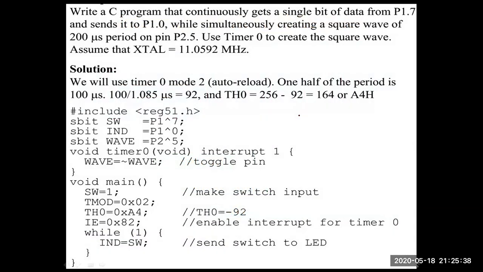So this is a program: write a C program that continuously gets a single bit of data at port 1.0. You should get the single bit of data at port 1.0, and next you have to send it to port 1.0, while simultaneously creating a square wave of 200 microseconds period on pin P2.5. So you have to use timer 0 to create a square wave. Assume the crystal frequency XTAL is 11.0592 megahertz.